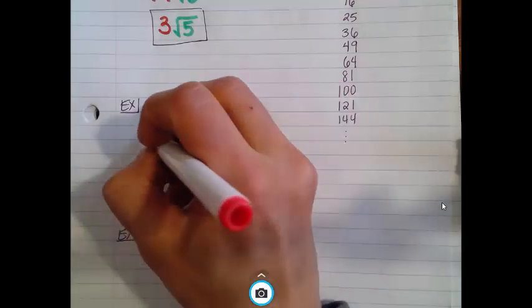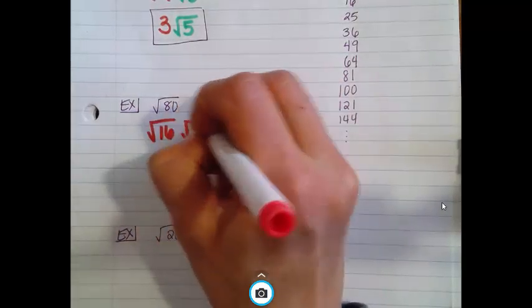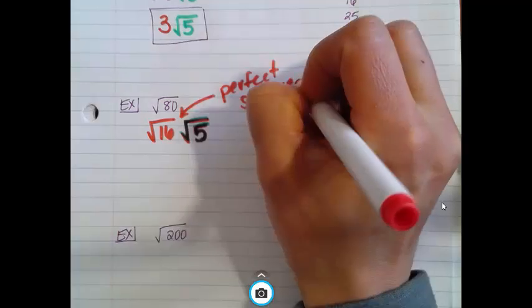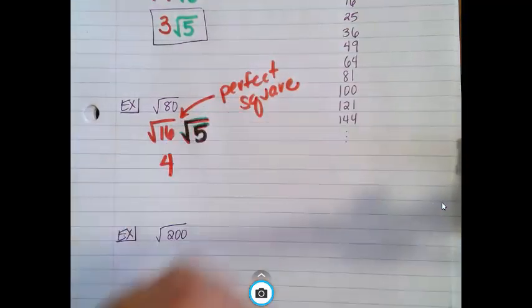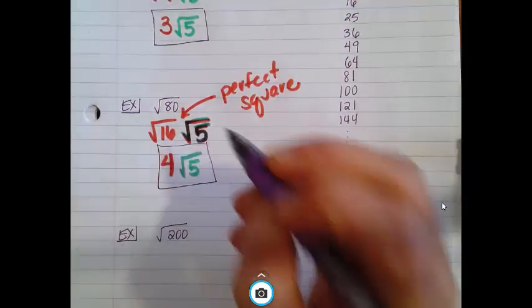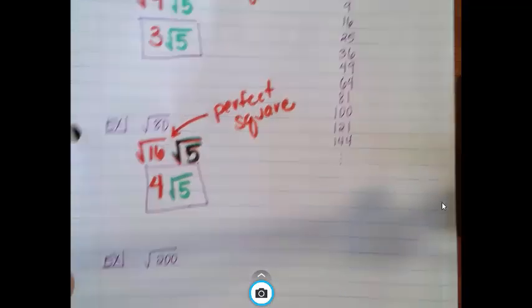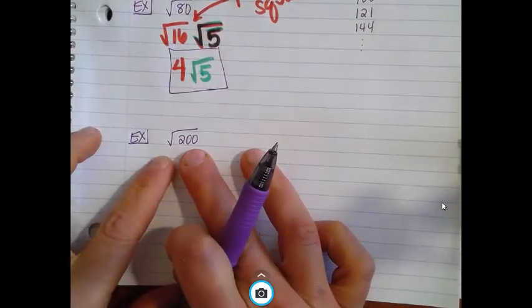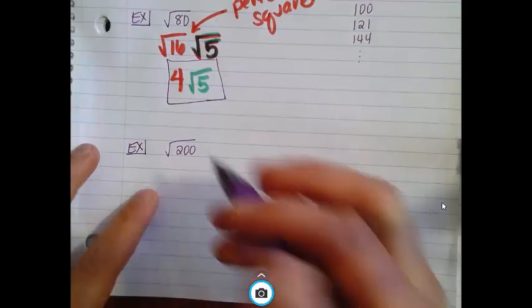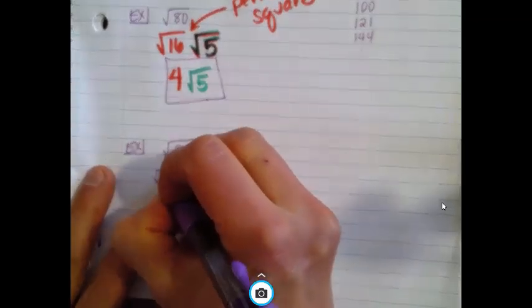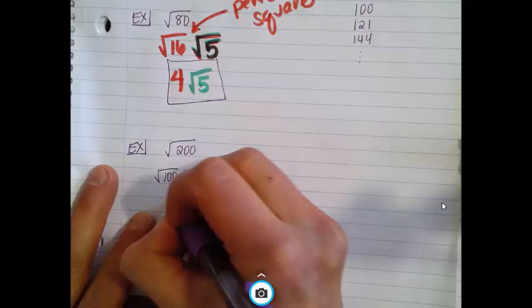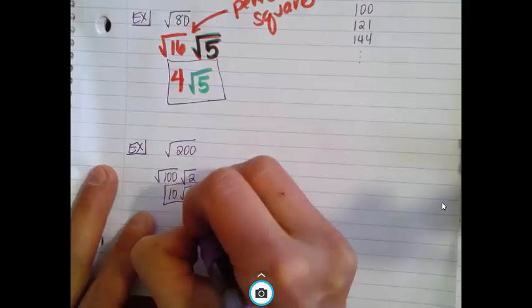I've got the square root of 80, and the biggest perfect square as I look through my list, 80 is actually the square root of 16 times the square root of 5 gives me the square root of 80. So this simplifies to 4 root 5. Okay, what about 200? Well, the biggest perfect square that divides 200 is 100, so I'm going to write this as the square root of 100 times the square root of 2. This just simplifies to 10 root 2.